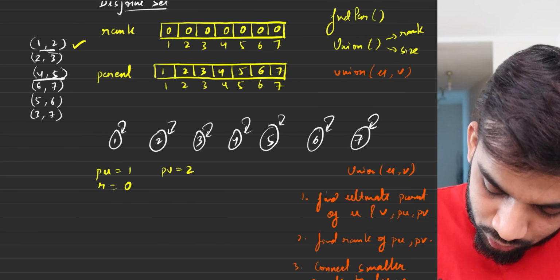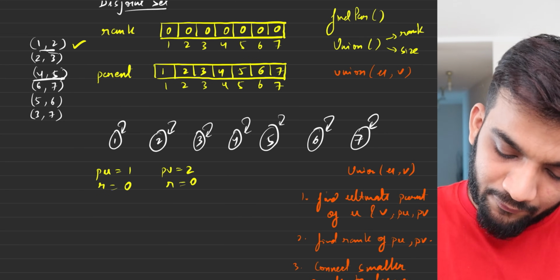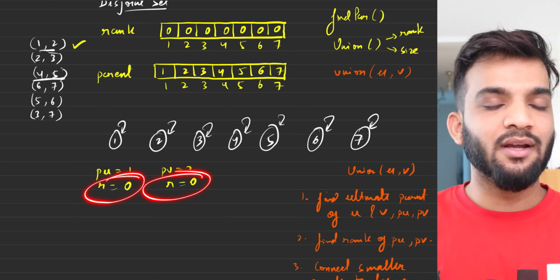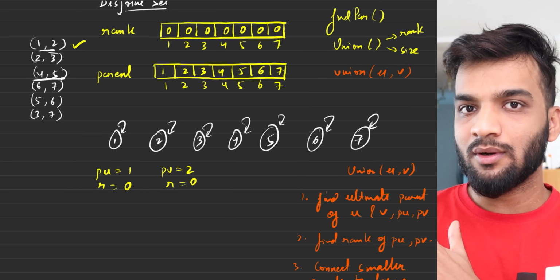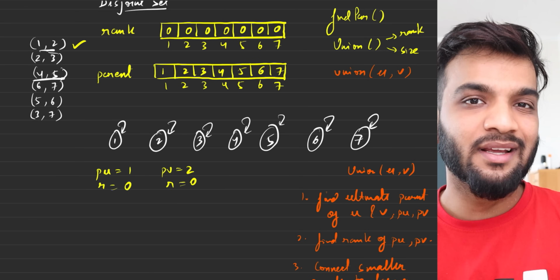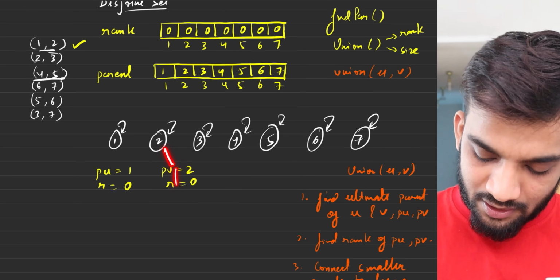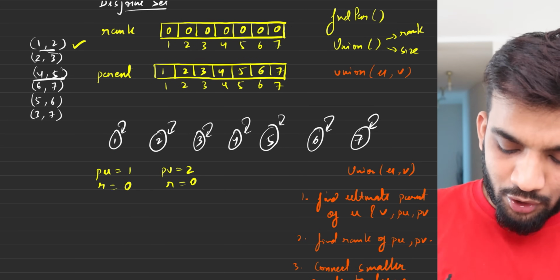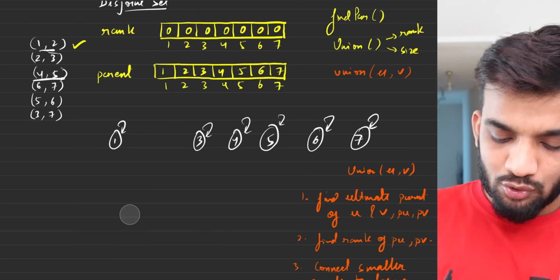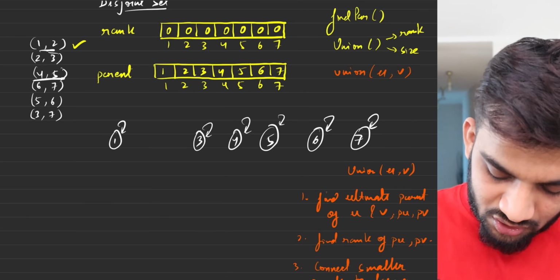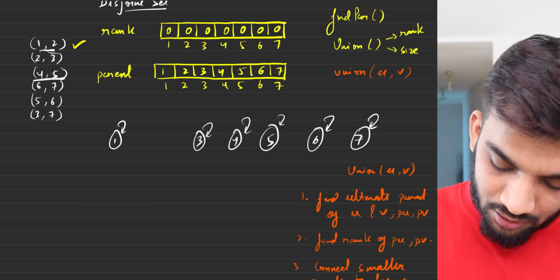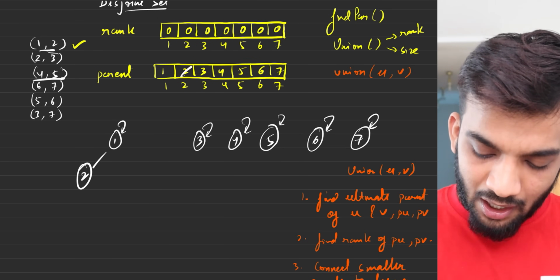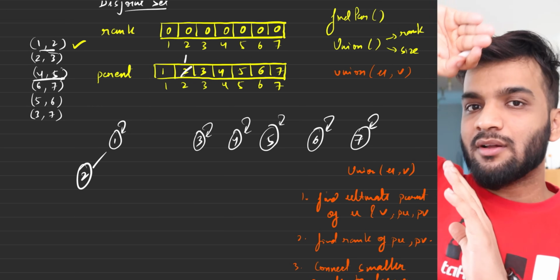Can I say the rank of both is as of now 0? If you carefully see, both the ranks are 0. So if they have equal rank, you can actually connect anyone to anyone. Very important. You can connect either 1 here, or you can connect 2. It is completely your choice. So you take this 2 and connect it with 1. Now your above parent is 1.